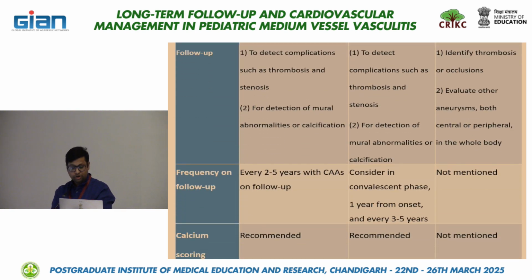And when to do CTCA, so both the guidelines, the Japanese Society and the American Heart Association, are almost the same, that they are considering it on follow-up. In the Japanese Society guidelines, first in the convalescent phase you should consider, then 1 year from onset, and every 3 to 5 years. Whereas in case of AHA 2017, it is every 2 to 5 yearly, and the indication in follow-up is almost the same, to look for the thrombosis, stenosis, and the mural abnormalities. And the calcium scoring has been recommended in both the Japanese guidelines and the AHA 2017 guidelines.